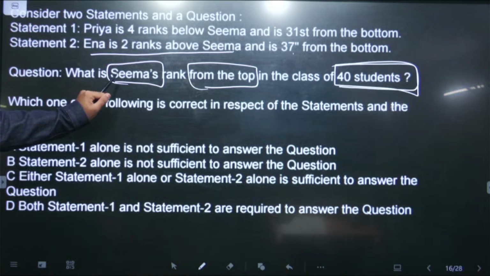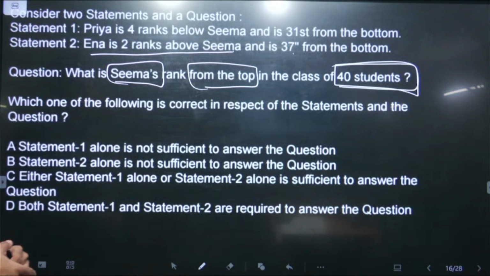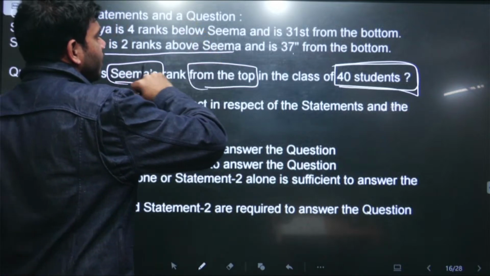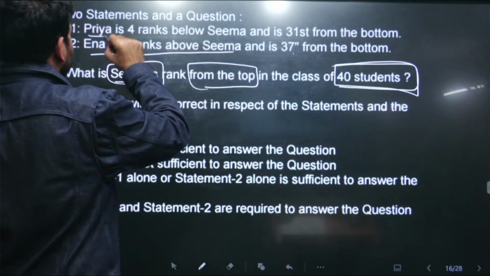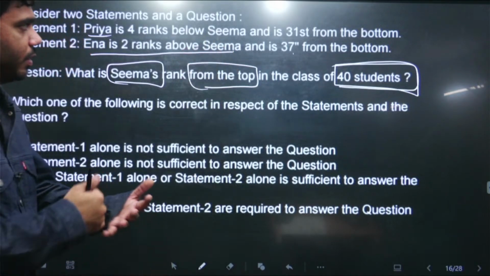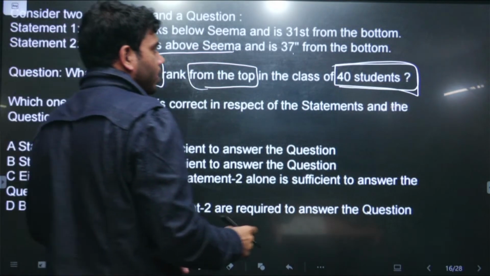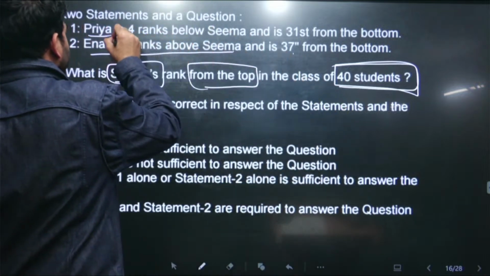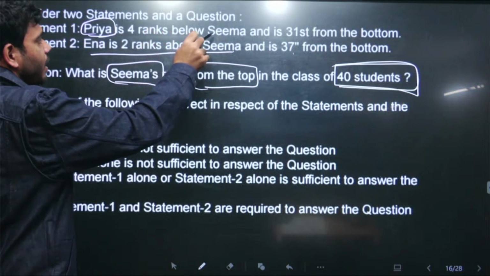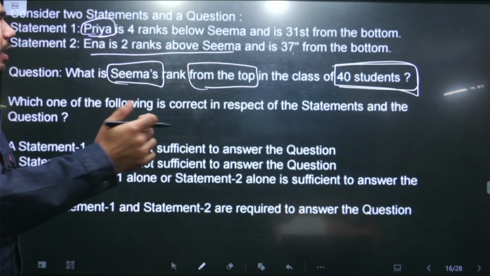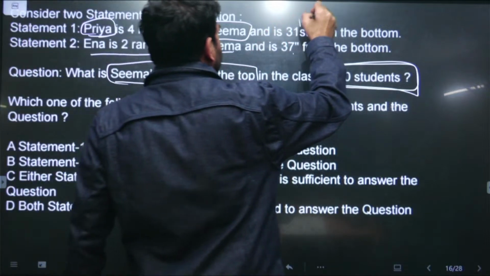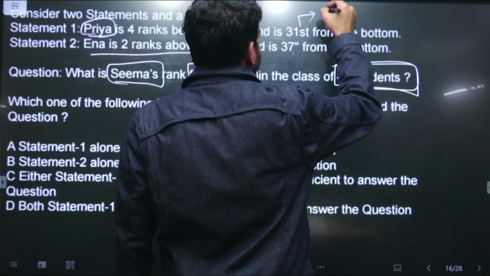The question is saying what is the rank of Seema from the top among these 40 students. So the first statement is saying there is another girl, Priya, and she is situated 4 rank below Seema and is 31st from the bottom. So we know Priya's rank from the bottom is 31st and we know that Seema is 4 rank above her. So clearly we can know the rank of Seema. Let us solve it. It's a very simple thing. We discussed a formula yesterday.